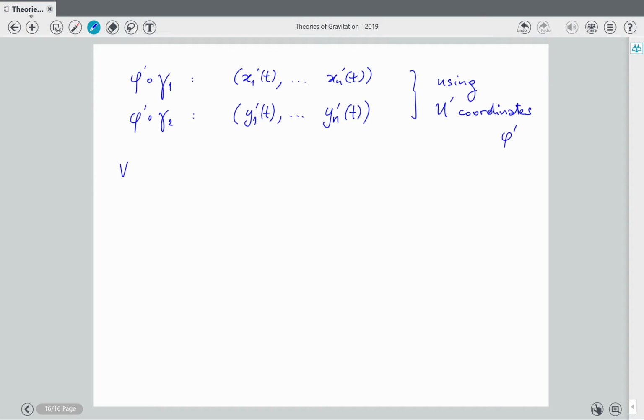So we want to show that xi dot p equal yi dot p implies x prime i dot p is equal to y prime i dot p. And how do you do that?